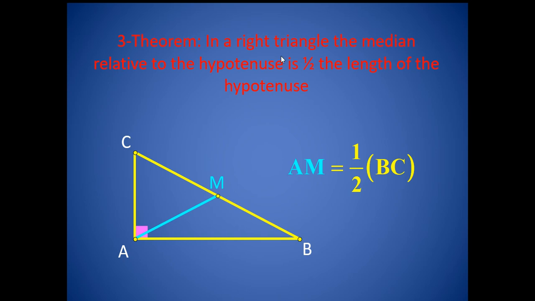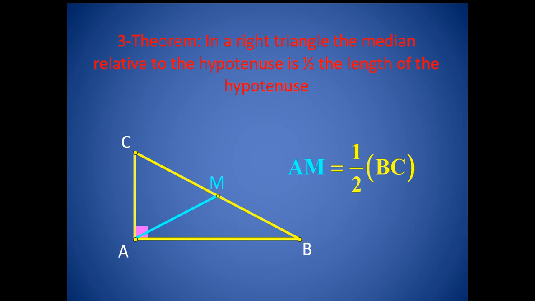Theorem: in a right triangle, the median relative to the hypotenuse is half the length of the hypotenuse. I saw some of you wrote this on your copy because you saw it on the video, but you need to be careful. M is the midpoint. Here, M is the midpoint of BC.